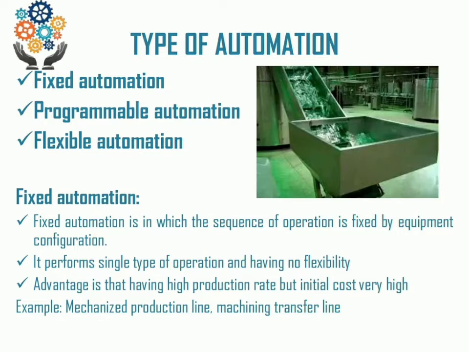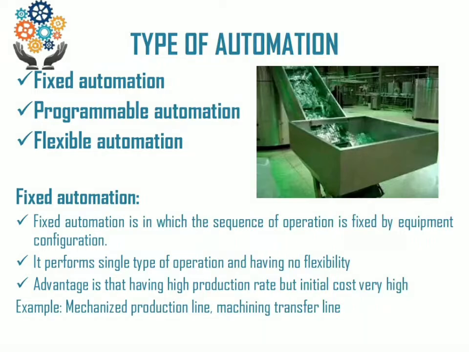Then it performs a single type of operation, having no flexibility. One of the best examples of fixed automation is food processing units, like beverage plants, food product plants, right? Likewise. Then the advantage is a high production rate, but the initial cost is very high. Initially, when we need to install the equipment, it requires a high cost, but after the production starts, the production cost will decrease. The examples are the mechanized production line, the machining transfer line, or the food processing units.